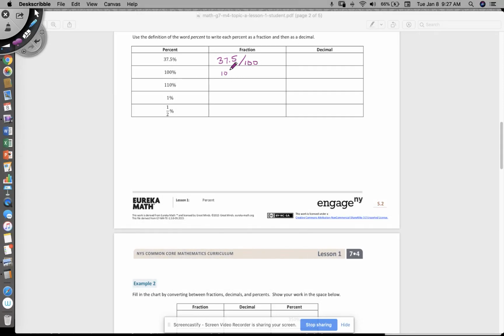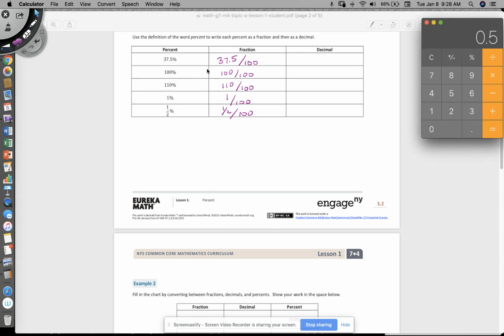This one here is going to be 100 over 100. This one's going to be 110 over 100. This one will be 1 over 100. And finally, we have 1/2 over 100. Now, if I write this as a decimal, what helps sometimes is to use your calculator if you're not real sure how to move the decimals very easily. So you just divide 37.5 by 100, and there's your decimal.